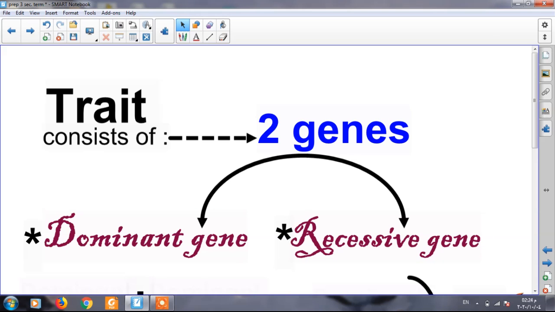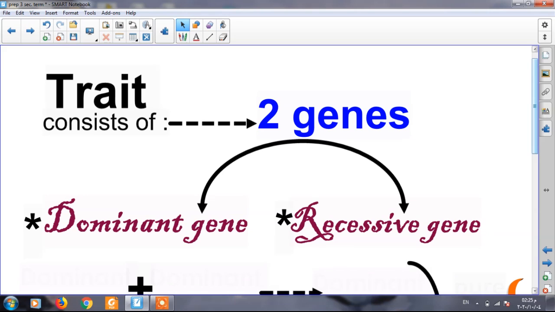Okay, so the dominant gene appears in a higher ratio, but the recessive gene appears in a lower ratio. So we say again, any trait consists of two genes, and we have two types of genes, dominant gene and recessive gene. Any type of gene which appears in a higher ratio is dominant, but recessive appears in a lower ratio, or in certain cases.